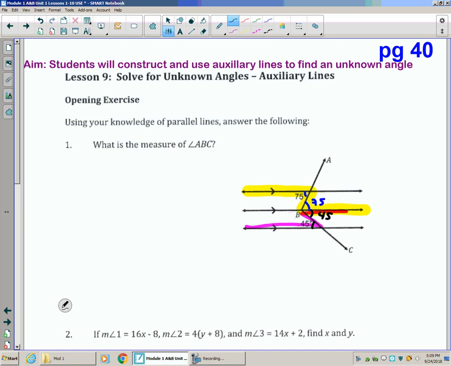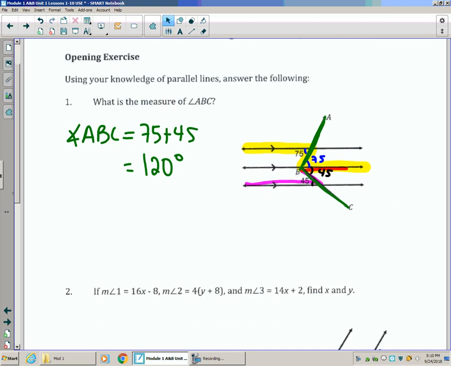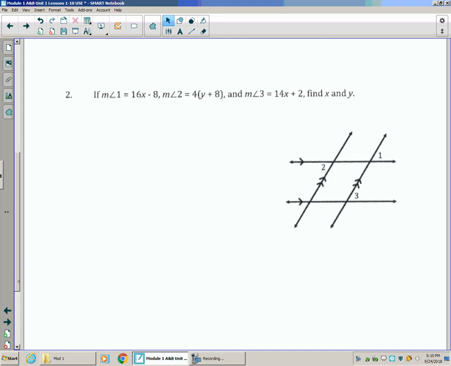All right. We were looking to find the measurement of angle ABC. So we can see that angle ABC is made out of the sum of 75 plus 45, and this is in fact 120 degrees. All right, once again, I was looking for Z-shapes that are going to help me find alternate interior angles, using parallel lines in order to look for the Z-shape.